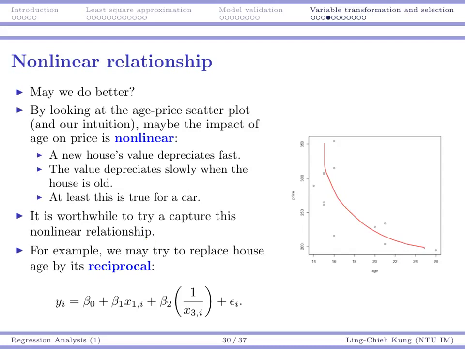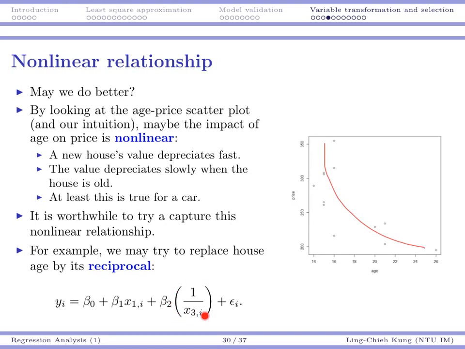So one possible way to do that is to replace house age by its reciprocal. Okay? Previously, here we put x3i. Now let's replace it by its reciprocal. Then that means we are trying to capture the fact that when x3 goes up, yi goes down in a nonlinear way.